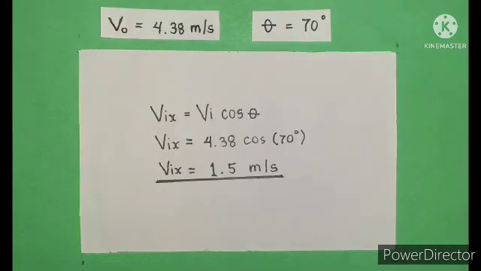Now that we have the initial velocity of the ball, we can determine the initial velocity in the horizontal direction, which is the Vix. We can use this formula: Vix is equal to initial velocity times cosine theta, and our theta is 70 degrees. So 4.38 cosine 70 is equal to 1.5. So our initial velocity in the horizontal direction is 1.5 meters per second.